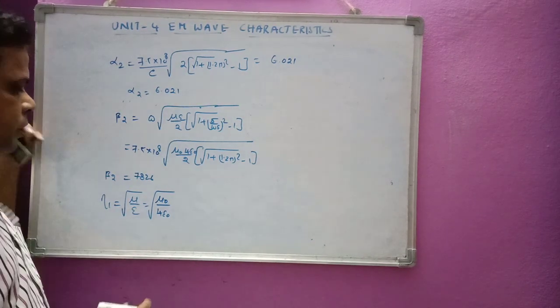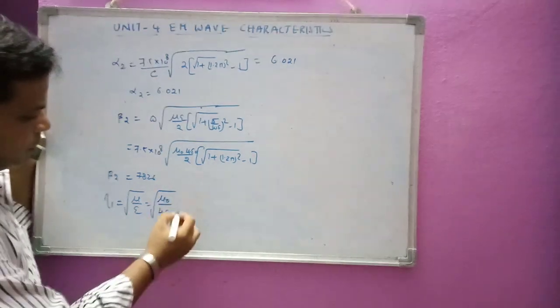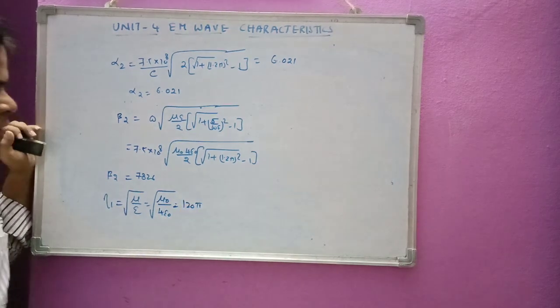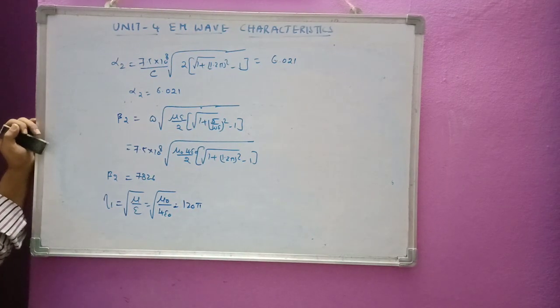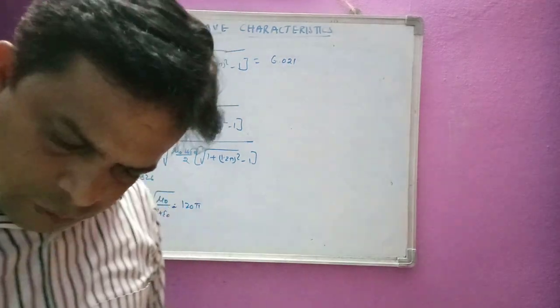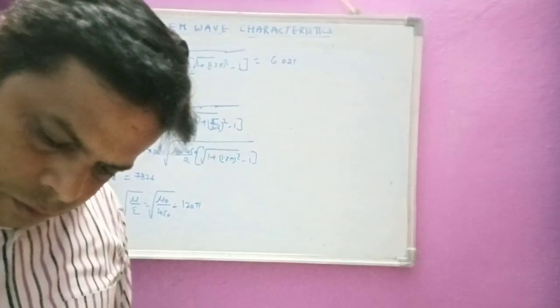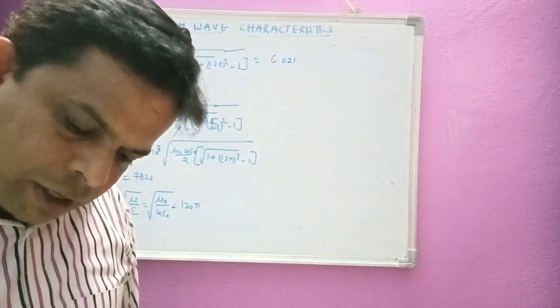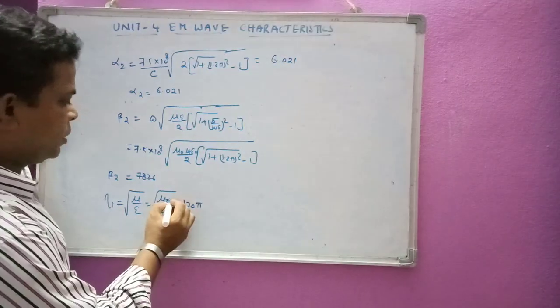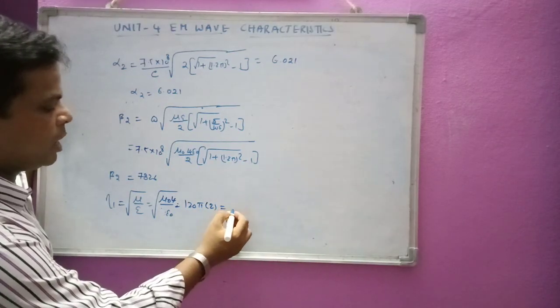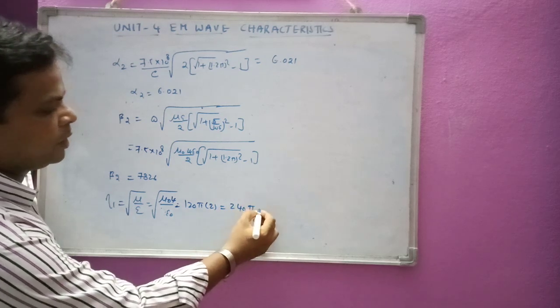So he has given the values for mu naught by epsilon naught, that is 120 pi. I can write here 120 pi square root of epsilon r. Here he has given mu as 4 mu naught. I actually forgot to write the 4 here, so it will be equivalent to 2 here. That is 120 into 2, that is 240 pi. I can write here 240 pi ohms.